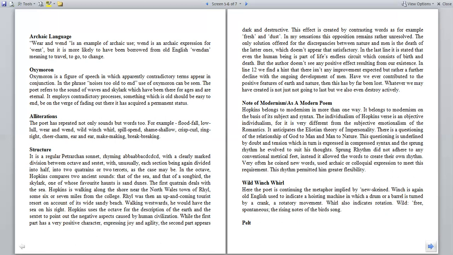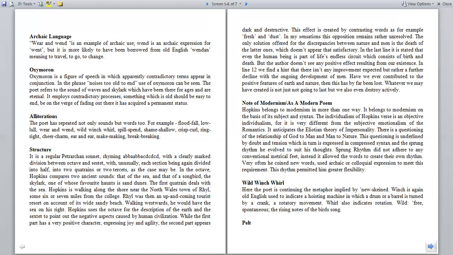The only solution offered for the discrepancies between nature and man is the death of the latter ones, which doesn't appear that satisfactory. In the last line, it is stated that even the human being is part of life's endless circuit, which consists of birth and death. But the author doesn't see any positive effect resulting from our existence. In line 12, we find a hint that there isn't any improvement expected, but rather a further decline with the ongoing development of man.